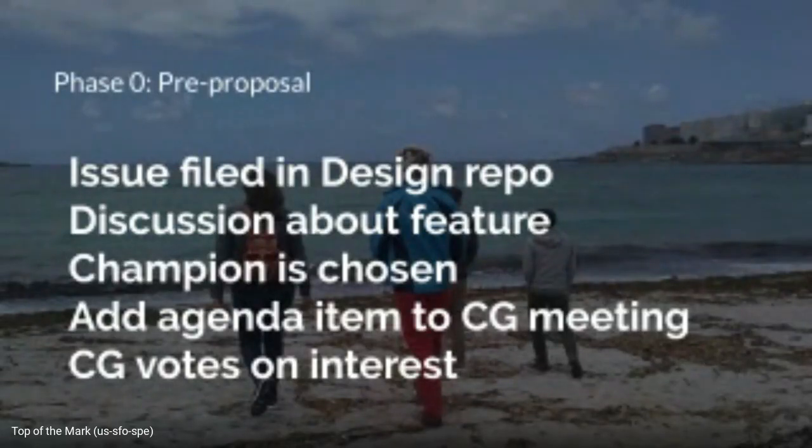And then at some point, you decide maybe there's enough momentum here, and you can add that as an agenda item to the CG meeting, and then we'll discuss it. In that meeting, the CG will discuss whether or not this is an interesting topic to the group. And at that point, we will say yes or no. If we say yes, then it goes on to phase 1. If we say no, well, I guess you go to phase -1. Not actually a phase.